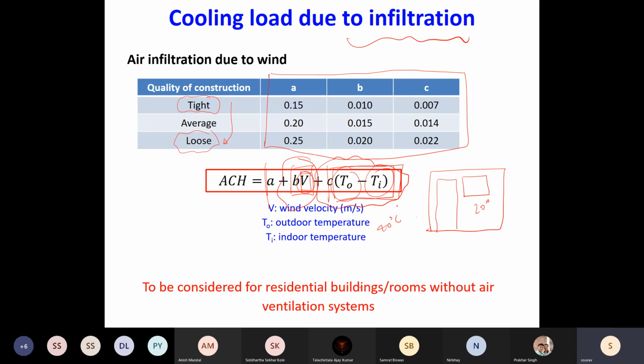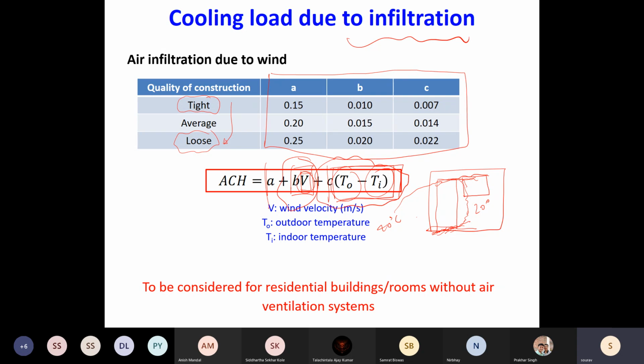So that is what will happen. Your cooler air will settle at the bottom and will come out, and your hotter air will tend to enter through the top portion of your doors and windows. So infiltration will happen from the top leakages, top surfaces. It will get cooler and become denser and fall down, and it will come out from the bottom leakages.